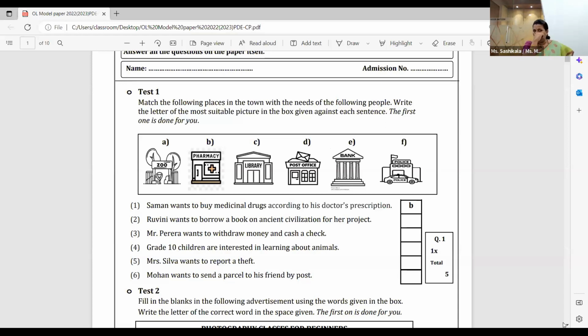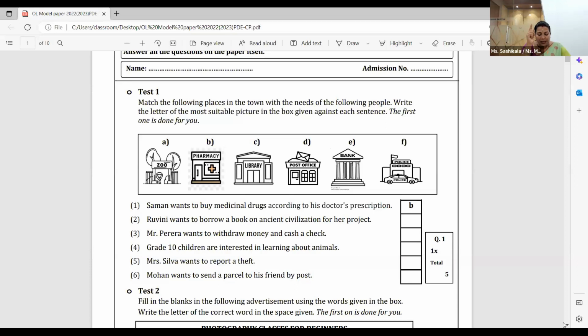Okay, let us read the sentences first, one by one. Someone wants to buy medical drugs according to his doctor's prescription. You are not going to take the entire sentence into consideration. Here also take the keywords. What are the keywords here? Buy medicinal drugs and doctor's prescription.